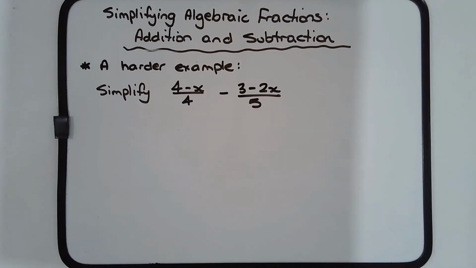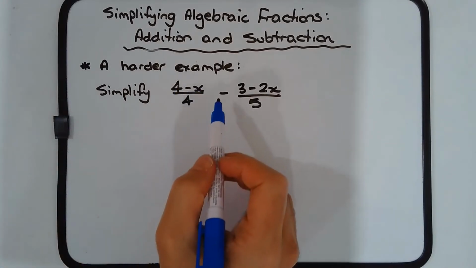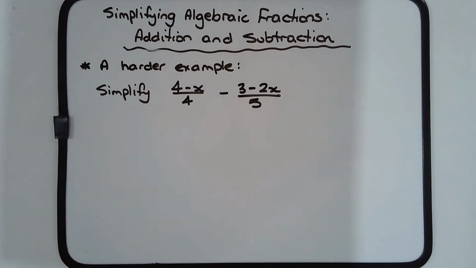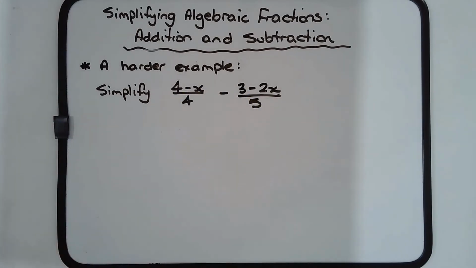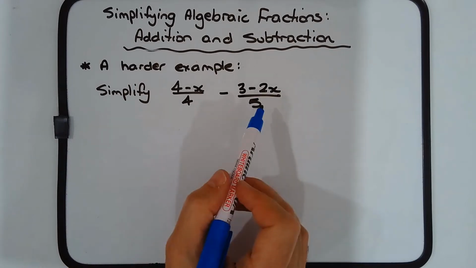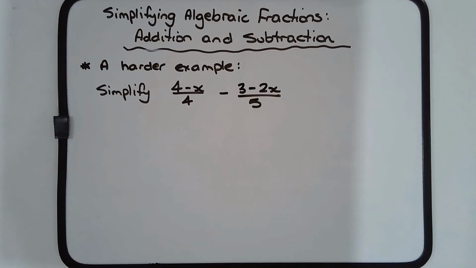The following is a harder example involving the subtraction of two algebraic fractions. Simplify 4 minus x over 4 minus 3 minus 2x over 5. Notice that we have the same problem that we've had in the previous examples, in that we're subtracting two fractions where the denominators are different. So we cannot subtract these directly. We need to make the denominators the same first.